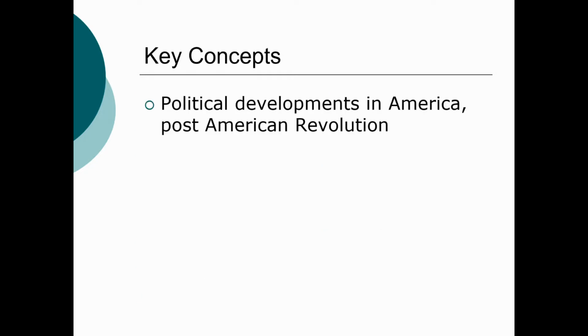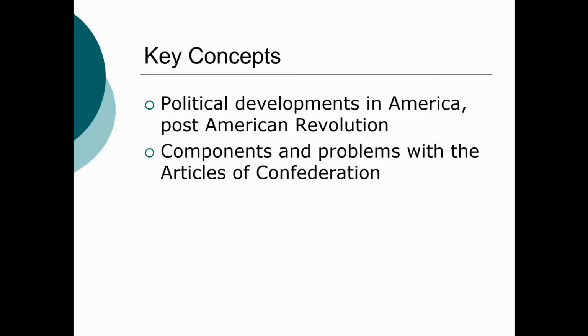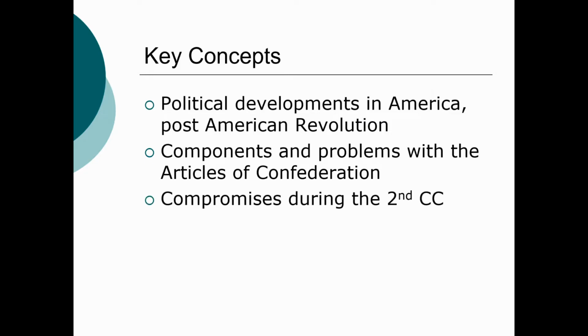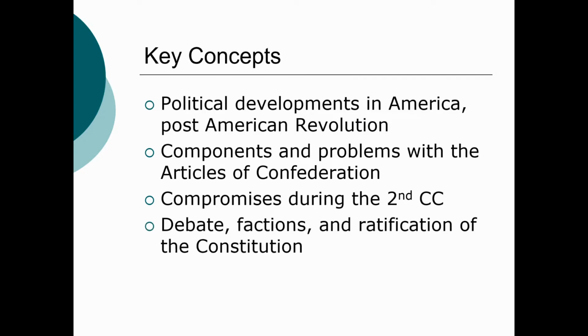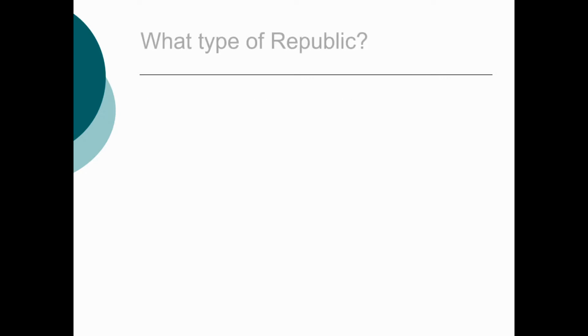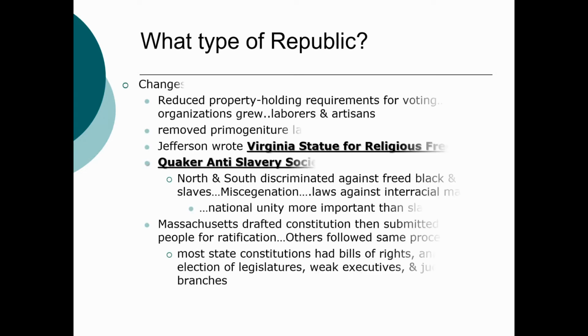We're going to go over the political developments after the American Revolution, the components and problems with the Articles of Confederation, which was our first form of government, the compromises during the Second Constitutional Convention, the debate and factions, and ratification of the U.S. Constitution. So we're going to first talk about what kind of republic America wants to be after the American Revolution.